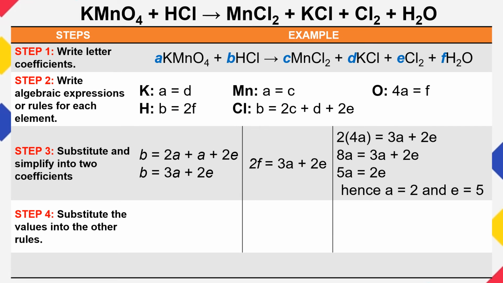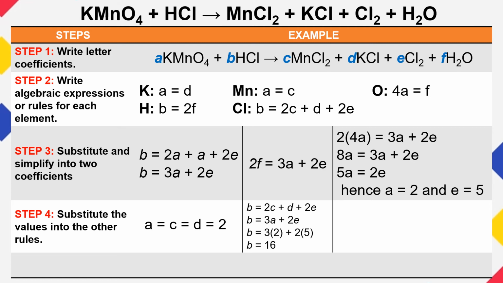Step 4 is to substitute the values into the other rules. Having now found two coefficients, substituting into the rules for chlorine and oxygen, and using the fact that A equals C equals D equals 2 solves for B and F. So B equals 2C plus D plus 2E, B equals 3A plus 2E. By substitution, B equals 3 times 2 plus 2 times 5, B equals 16.